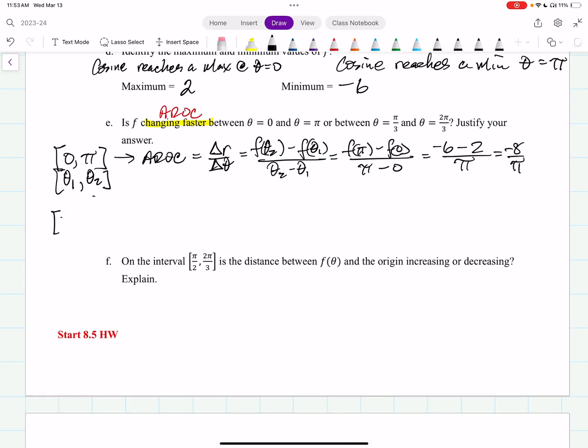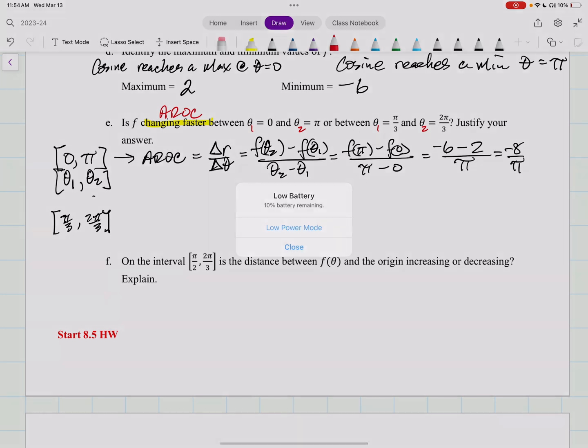So the other interval is from pi thirds, that's your theta 1, to 2 pi thirds, there's your theta 2. Again, theta 1 and theta 2 are just angles, guys, the first one and second one. You can even put it here and call it theta 1 and theta 2, first and second angle. So what do we get? Let's do the AROC.